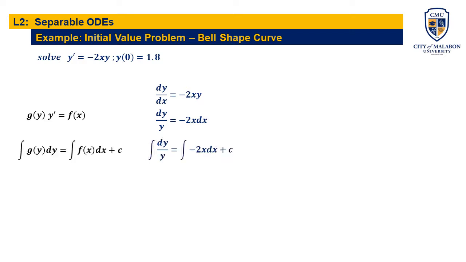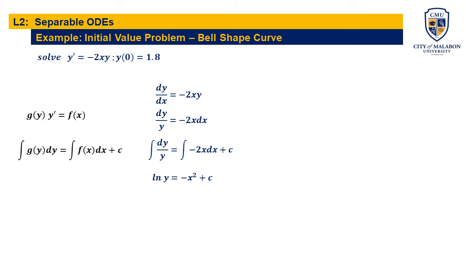So then we have the integral of dy over y is equal to the integral of negative 2x dx plus c. So our answer will be ln of y, or the natural logarithm of y, is equal to negative x squared plus c. Okay? So since this is an initial value problem, we wish to eliminate the value of c and replace it with a particular number or a constant. So we will use the initial value given to us, y of 0 is equal to 1.8.